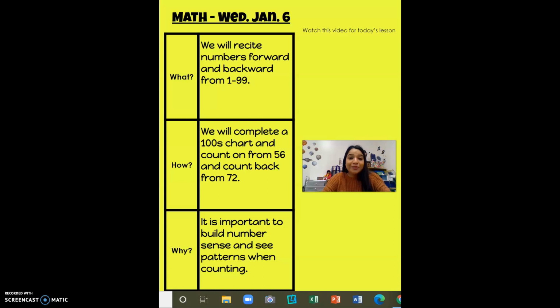What we're going to do today in math is we will recite numbers forward and backwards from 1 to 99. How we would do this is we will complete a hundreds chart and count on from the number 56 and count back from the number 72. This is important so we can build number sense and see patterns when counting.